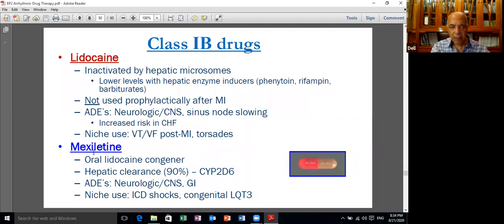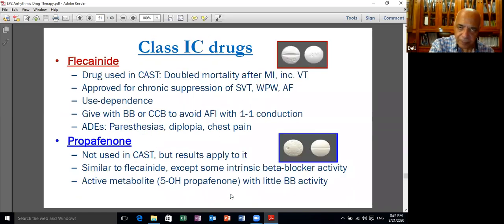Also, mexiletine is not available, but remember, mexiletine is used now in treatment of long QT3. Long QT3 is a gain of function of the sodium channel. Remember, gain of function of the sodium channel. Brugada is loss of function of the sodium channel. So this blocks the sodium channel, and therefore it's used in patients with long QT syndrome.